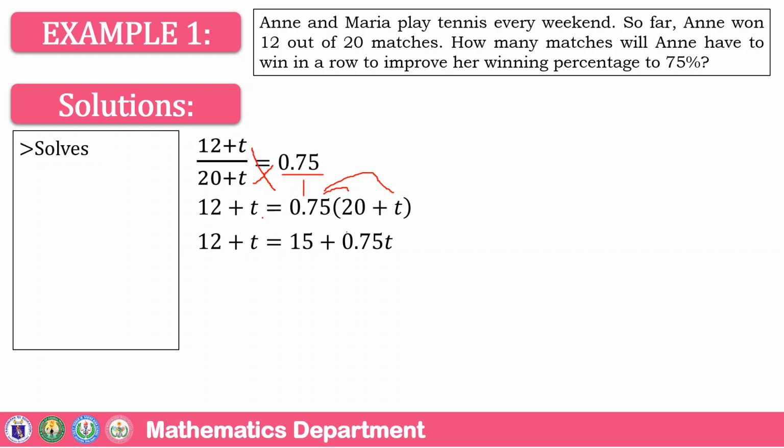And then, i-transpose natin lahat ng may variable doon sa left. And then, lahat ng constant, lipat natin sa right. So, we have t minus 0.75t, meron lang tayong 0.25t. And 15 minus 12, so natira lang natin dito is 3. So, para makuha natin yung magiging value ni t, divide natin siya both sides by 0.25.